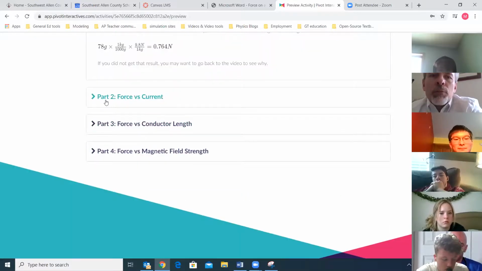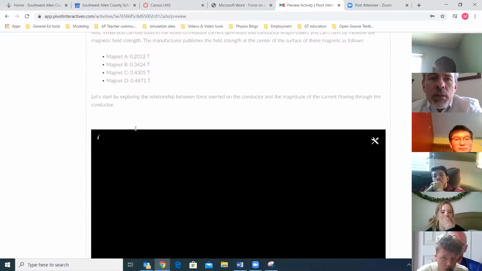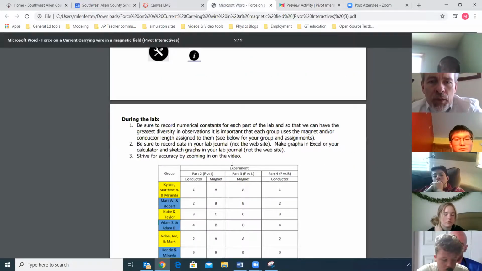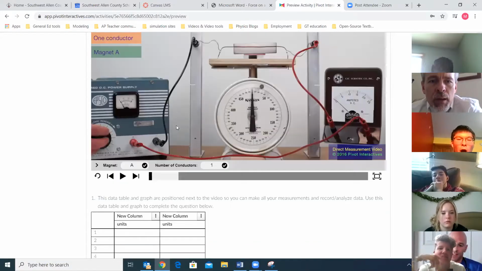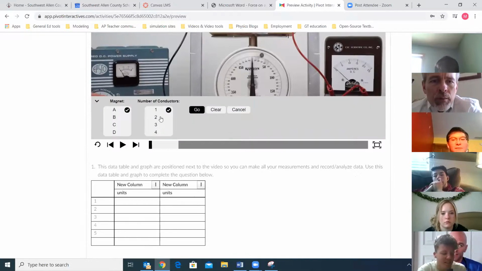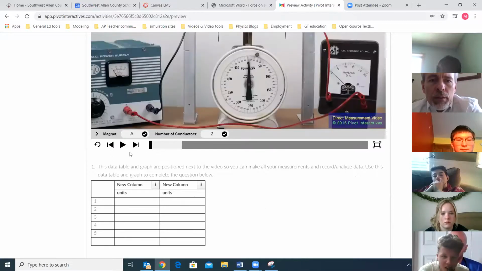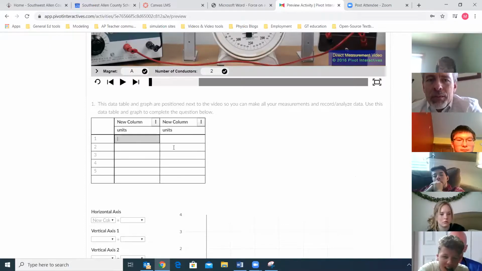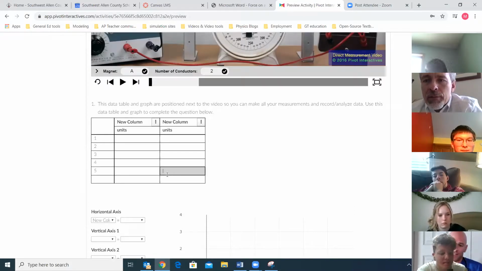For doing the lab, force versus current for instance, it tells you stuff about the magnetic field. Don't forget that some groups are going to have a certain magnet and a certain conductor. So let's say your magnet is magnet A, but you're doing conductor 2, you would have to hit go before you collect your data. When you get your data, again, try to get 6 data points or as many data points as possible. Don't put it in these columns because you're not turning anything in here. You're just getting the data here.